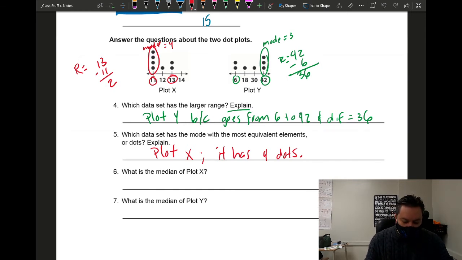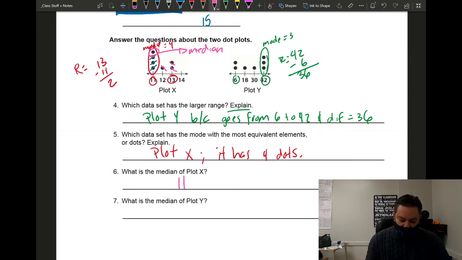Number 6, what is the median of plot X? We're going to have to find the median. We're going to delete from the left and the right. So delete left, right, left, right, left, right, and we're left with one number. What number is that? And this is the median. So this is going to be 11 for plot X. I took 3 from one side, 3 from the other side.